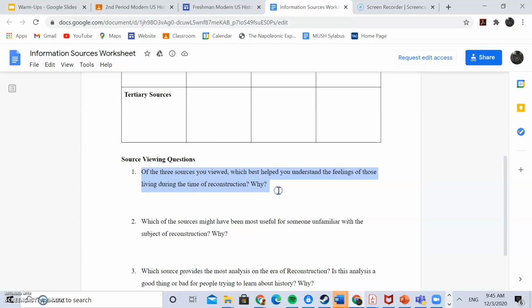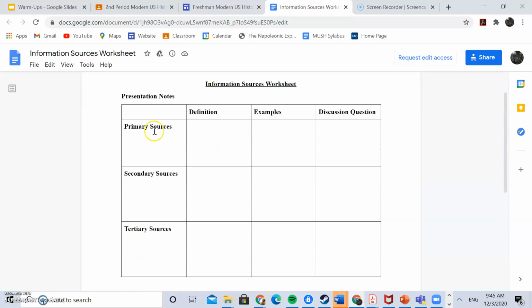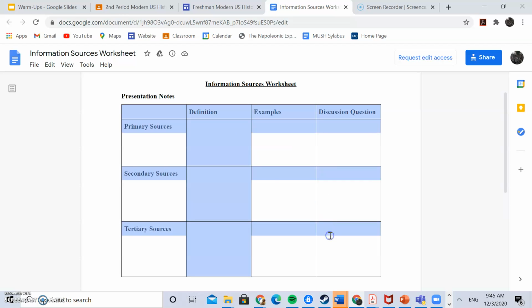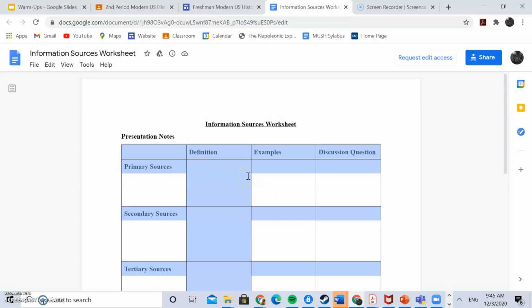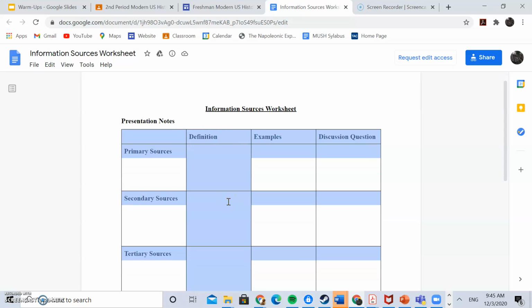You can't do this yet. We'll do this tomorrow, actually. Today, all you need to do is fill in this chart and also brainstorm what the strengths and weaknesses are of the sources that we have at our disposal: primary, secondary, and tertiary. You don't have to write anything down for that. You just have to brainstorm. And then tomorrow, we'll get into the second half of this activity.